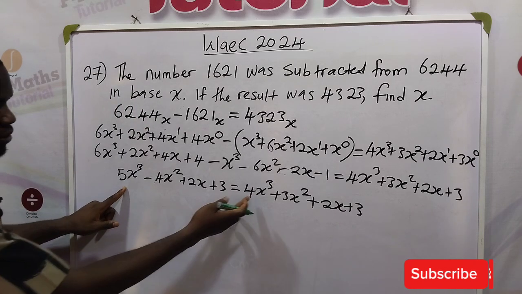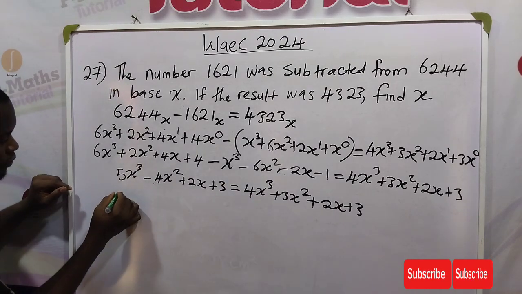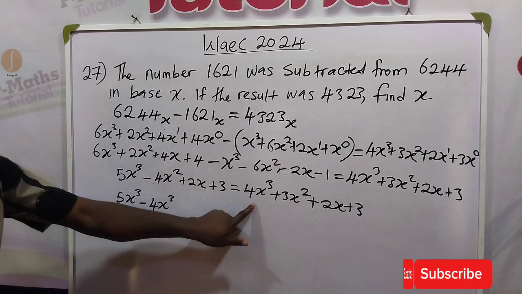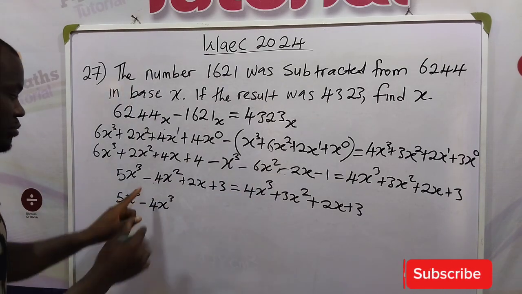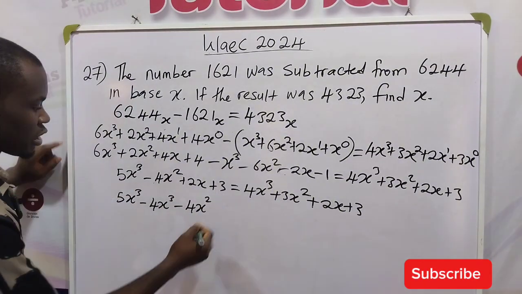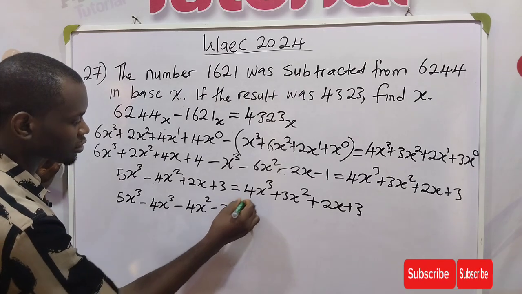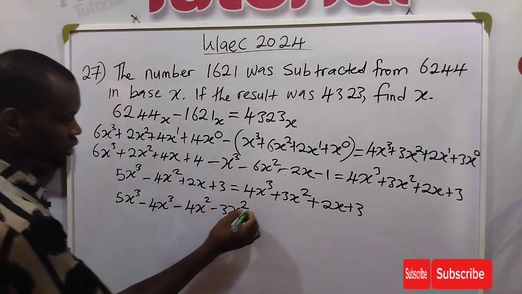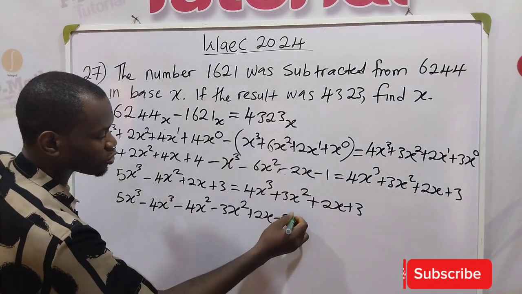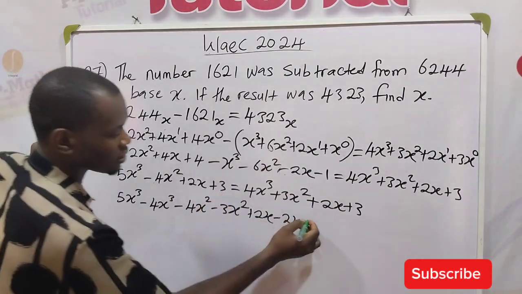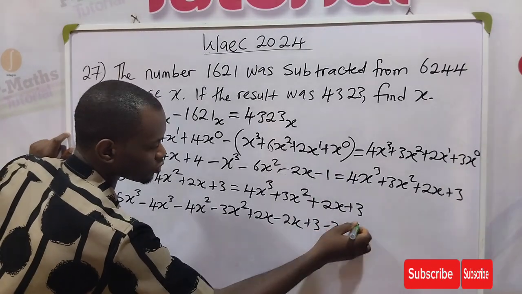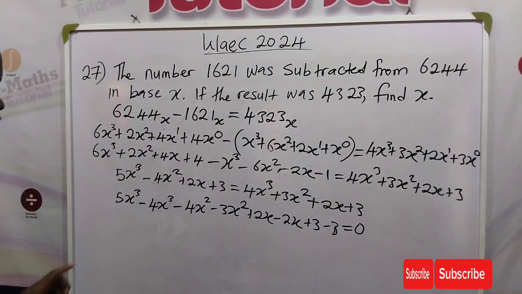Then let's collect like terms. I will have 5x cubed minus 4x cubed, right? Bringing it over, collecting like terms, we have minus 4x squared. Bring this one over, it becomes minus 3x squared. The next is 2x, bring 2x over, you have minus 2x. The next is 3, bring this one over, minus 3, all equal to 0. I've transferred everything to the left hand side.